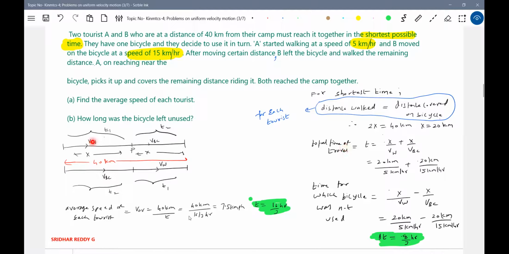Okay, total time of travel. They'll cover a distance X by walking, then another distance X by riding the bicycle. Then I'll get the total time of travel. If you know the total time of travel, the distance between the spot and the camp is 40 km, so what is the average speed? 40 km by time. The total time of travel is 16 by 3 hours.